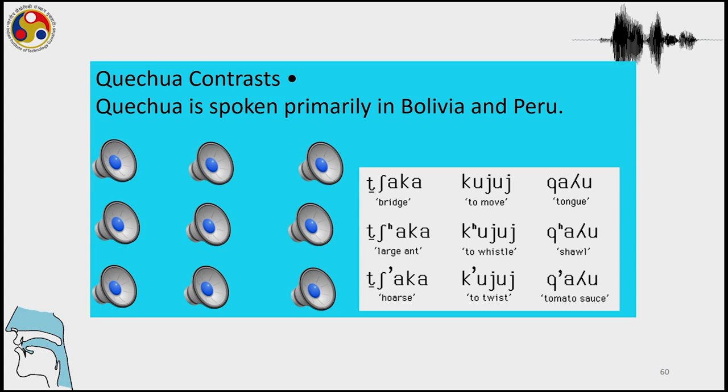So here. Aka, kuyui, kuyui, kuyui, gayu.